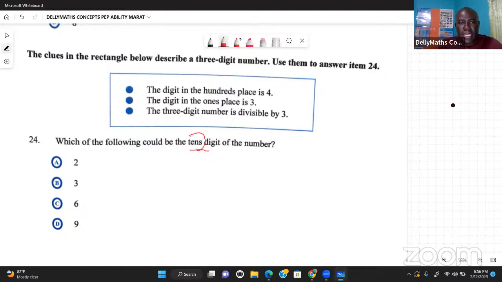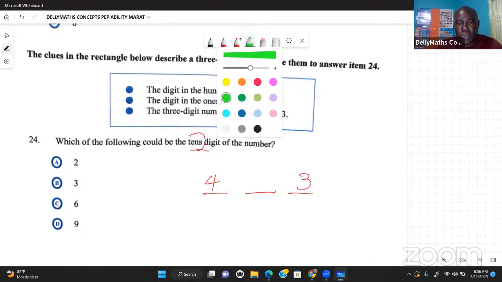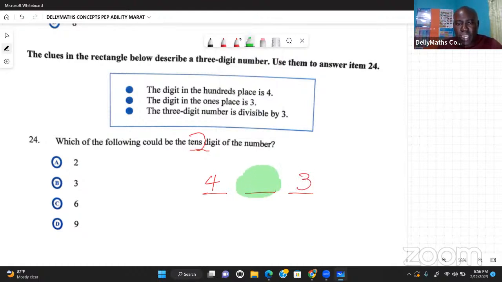The digit in the hundreds place is 4. So I'm going to put 3 dashes because they did say 3 digits. So the digit in the hundreds place is 4. They did say that. Now the next clue says the digit in the ones place is a 3. So we have that. So right now we need to find this right here. We're not going to guess it. They're going to give us some clues. We're going to be using it, right?